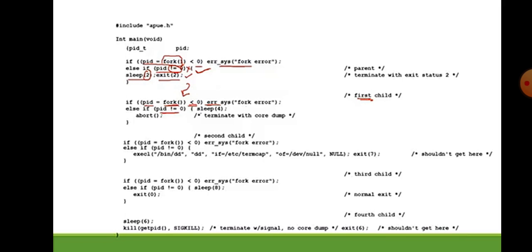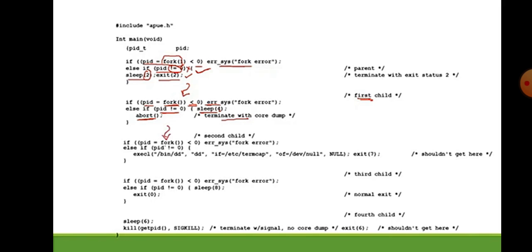So what is done? It is made to sleep for 4 units of time. Then this particular process is aborted. So the first child is aborted after being made to sleep for 4 units of time, right? Okay, so it will be terminated with a core dump. If this condition is not true, then again control will come here.